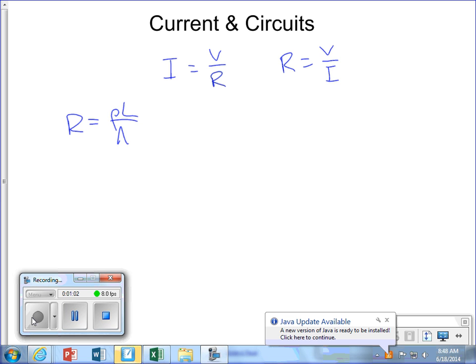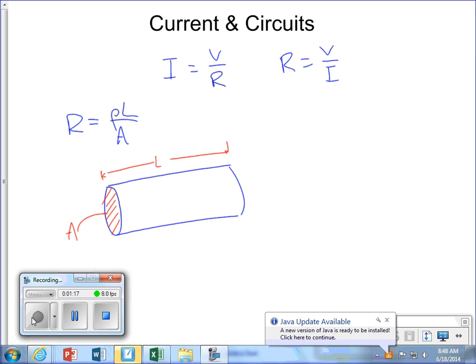depends on these things. Here's a wire. It's got what we call a cross-sectional area. It's got a length, and it's made of something that has what we call a resistivity. That resistivity is listed for a few materials in the reference table. It's a property of each metal. So you ought to be able to talk about what kinds of wires have more or less resistance.